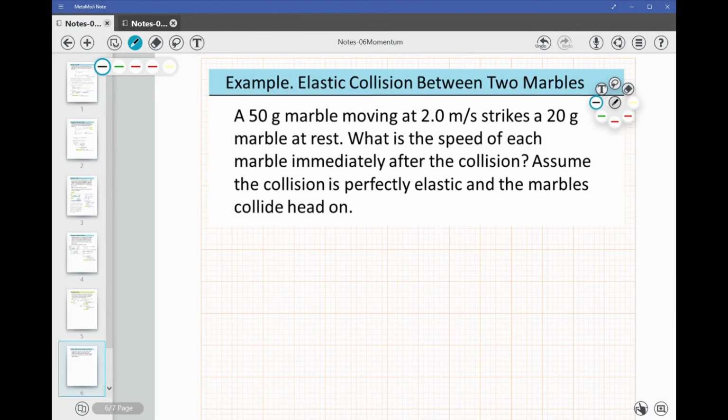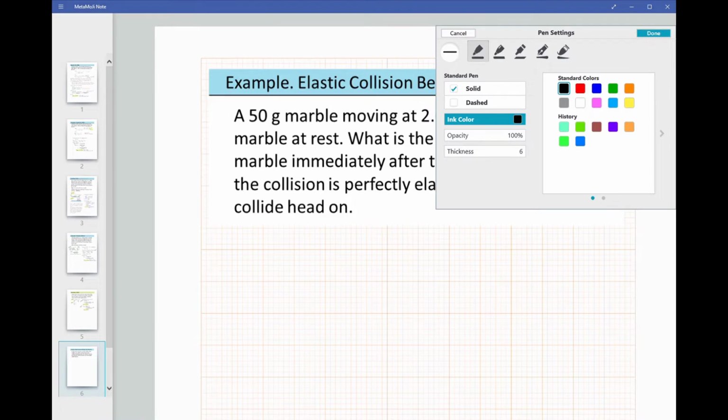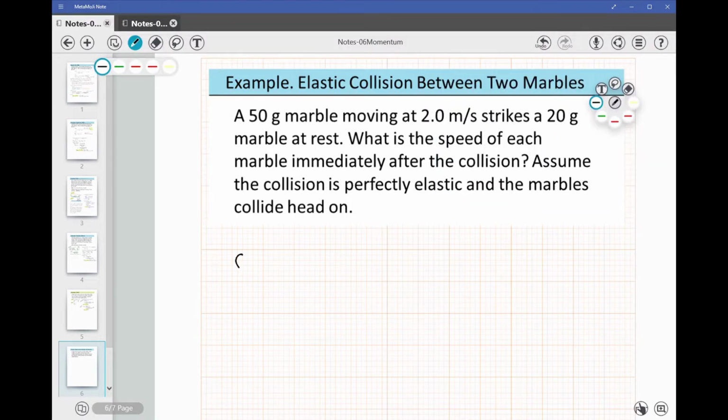Let's work a problem of a perfectly elastic collision. So we have a marble that initially is approaching a second marble. Marble 1 has mass 1 of 50 grams, or in kilograms this would be 0.050 kilograms, and this marble is moving at 2 meters per second.